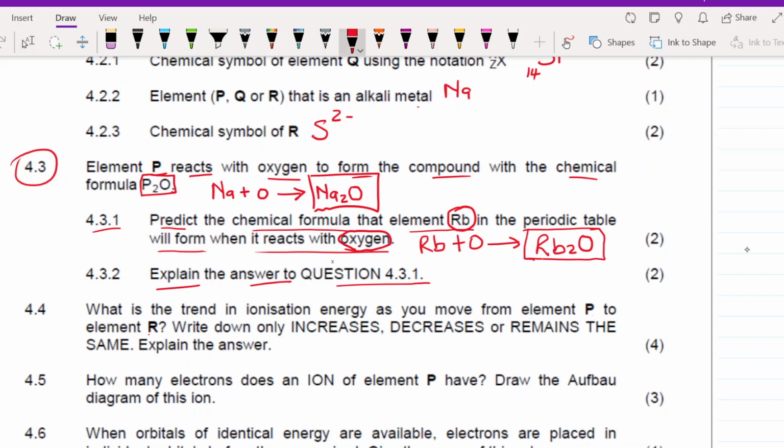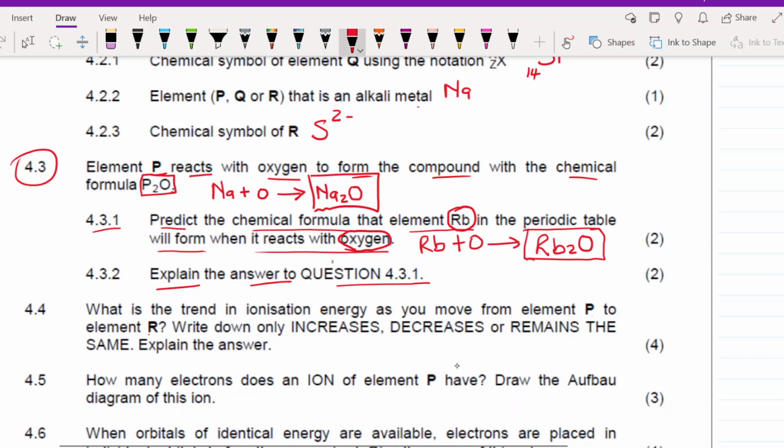So the reason is that Rb is in group 1. It has 1 valence electron. That means that you needed 2 rubidium atoms to react with oxygen, because oxygen is in group 6 and it needs 2 electrons in its valence orbital. So you have to write that in words.